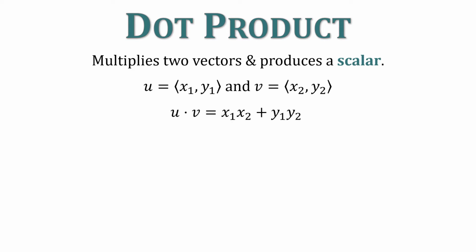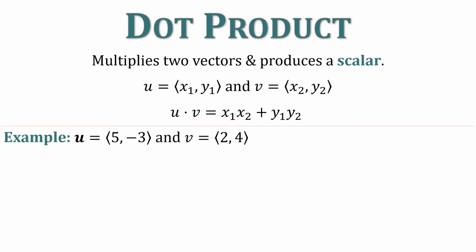The formula for dot product, if I give you the vector u and the vector v: you're going to multiply the corresponding components, and then add those products together. So you're going to multiply both of the horizontal components, the x's, together. You're going to multiply both of the vertical components, which are the y's, together, and then you're going to add the two things you got from multiplying. So let's look at an example.